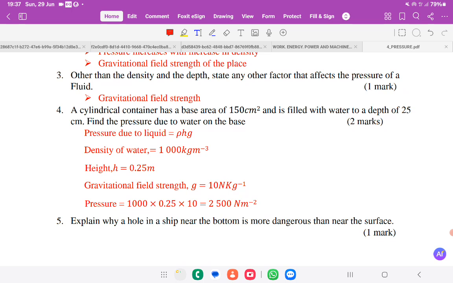Number 4. A cylindrical container has a base area of 150 square meters and is filled with water to a depth of 25 centimeters. Find the pressure due to water on the base.